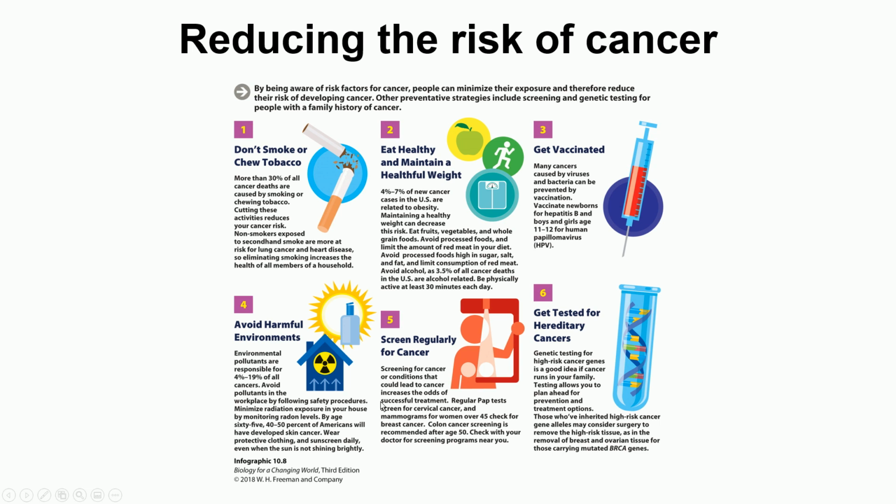So there are various tests which are done. Pap smears are done, mammograms are done. They're all screening tests, so that should be done. And get tested for hereditary cancers. There are some companies who can check your DNA to see if you are susceptible to cancer, and they look for some mutations in our DNA. So this is the way we can reduce the risk of cancer.